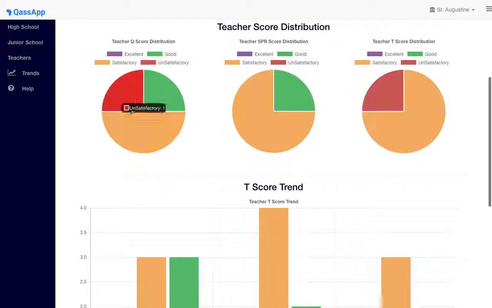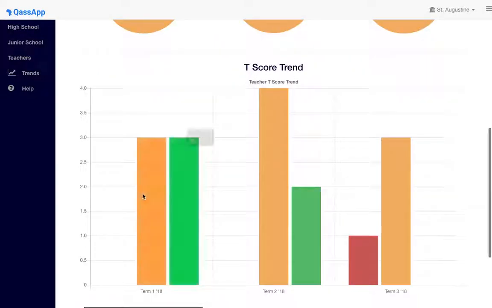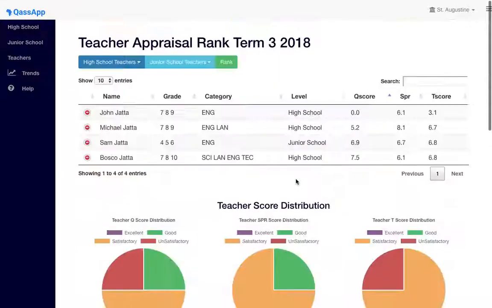So basically it shows you a pie chart of how many teachers were unsatisfactory, good, etc. within your school, and likewise for the SPR score. It's quite useful, and then you see a T-score trend chart of a teacher's scores over time. So you get this data here. So this is how you would rank teachers within your school.